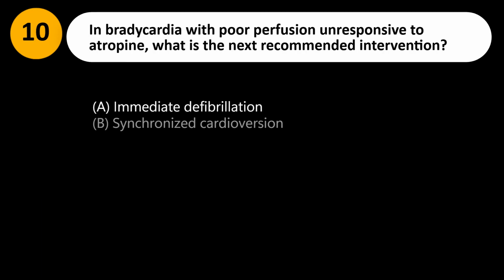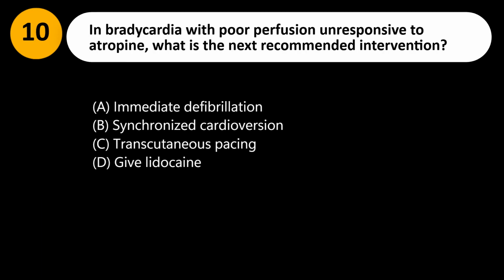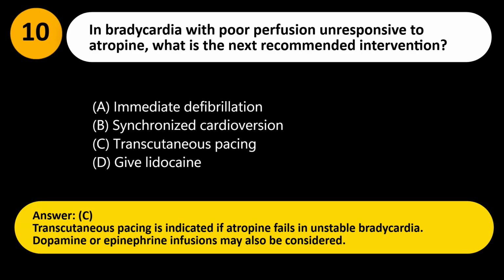In bradycardia with poor perfusion unresponsive to atropine, what is the next recommended intervention? A. Immediate defibrillation. B. Synchronized cardioversion. C. Transcutaneous pacing. D. Give lidocaine. Answer, C. Transcutaneous pacing is indicated if atropine fails in unstable bradycardia. Dopamine or epinephrine infusions may also be considered.